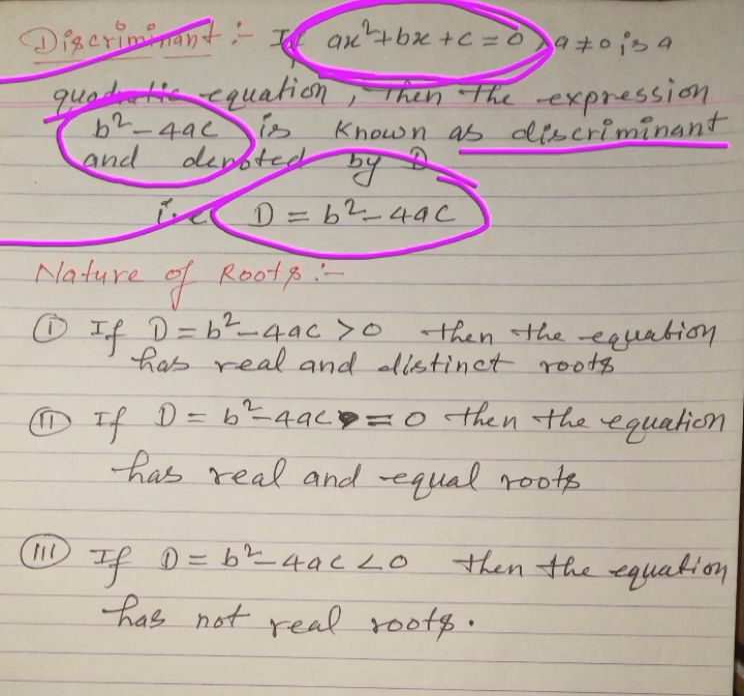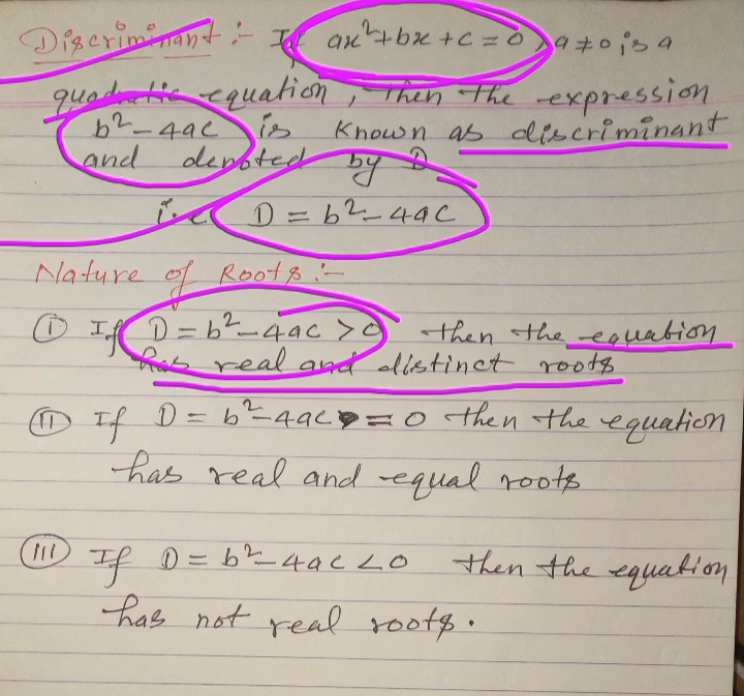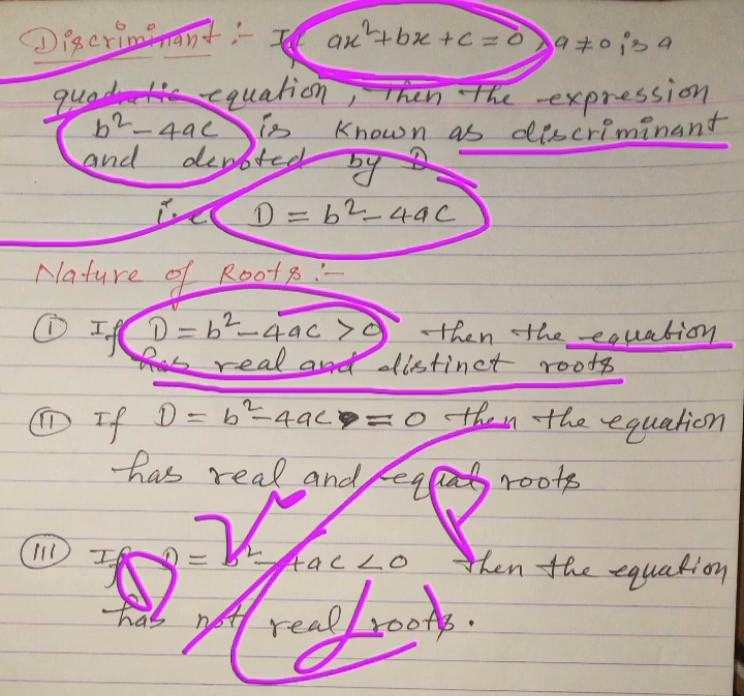If D = b² - 4ac, that is, the discriminant, is greater than 0, then the equation has real and distinct roots. This means that if D > 0, then the values of alpha and beta, that means the zeros of the quadratic equation, will be real and distinct. Both alpha and beta are distinct.